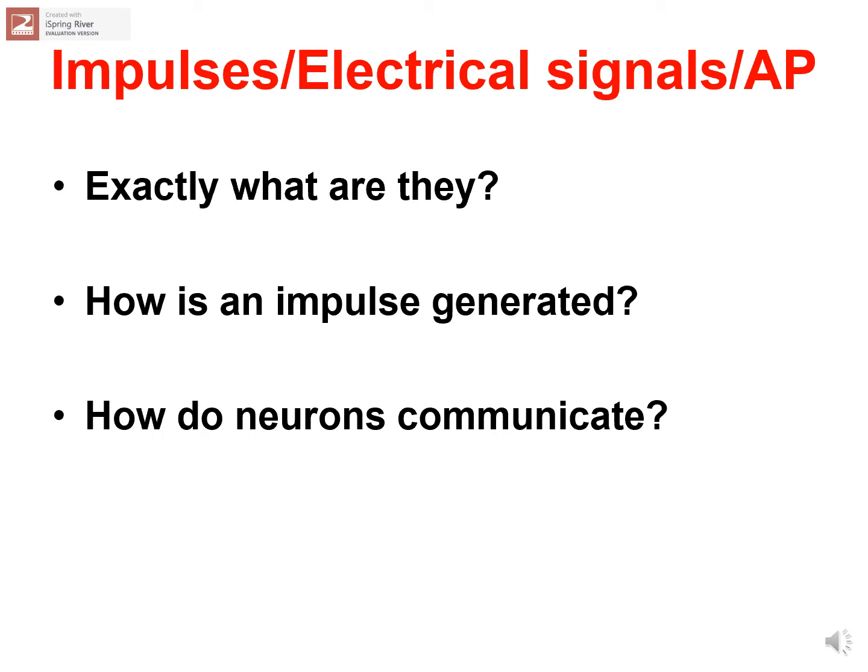How is an impulse generated? And how do neurons communicate from neuron to neuron? Or, how do they transfer messages from the nerve to another cell? It's what we'll look at.